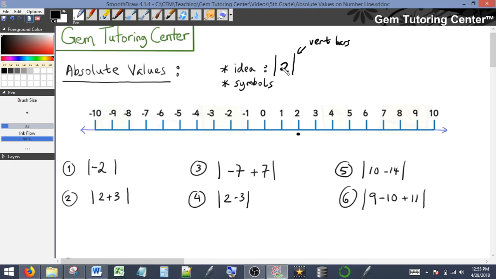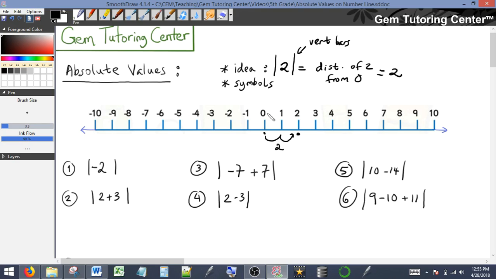And when we place a number in between two vertical bars, what we're actually saying is, what is the distance of that number from 0? So in this example with 2, we're asking ourselves, what is the distance of 2 from 0? Okay, so we start at 0 and we count 1, 2. So the distance of 2 from 0 is 2.